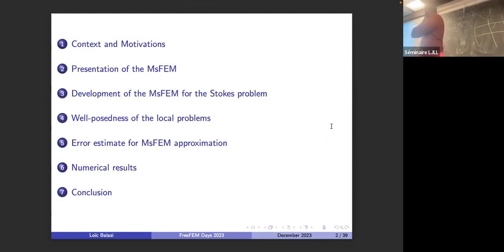First, I will present the context and motivation of this work. Then I will say a few words about the multi-scale finite element method. Then I will develop this method for the Stokes problem, and I will focus on the well-posedness of the local problem, which poses lots of problems. I think I will skip the error estimate because we have no time. And I will conclude with some numerical results.